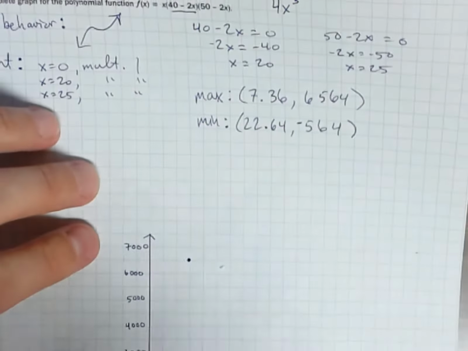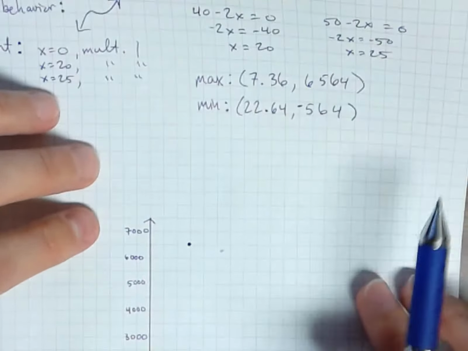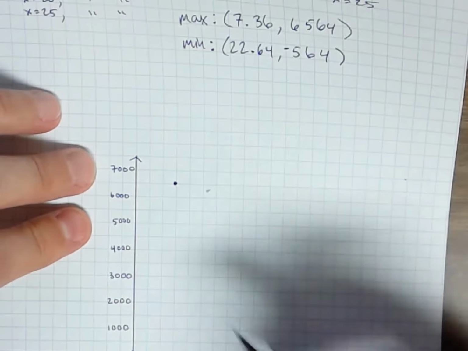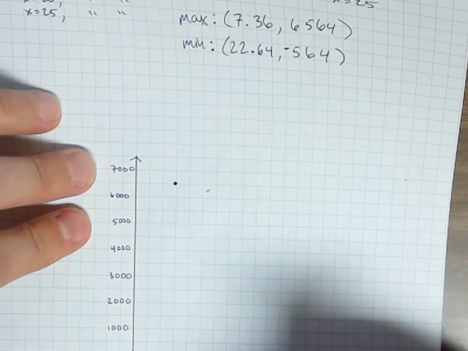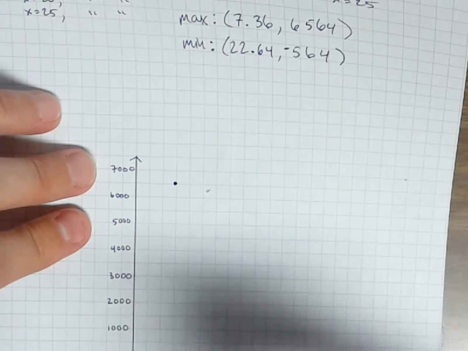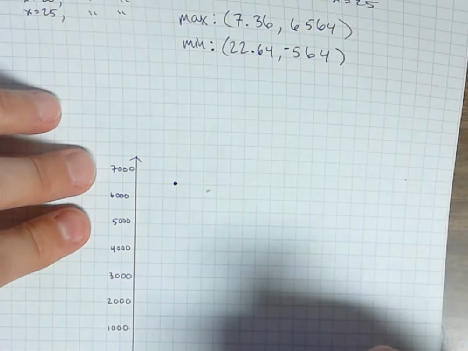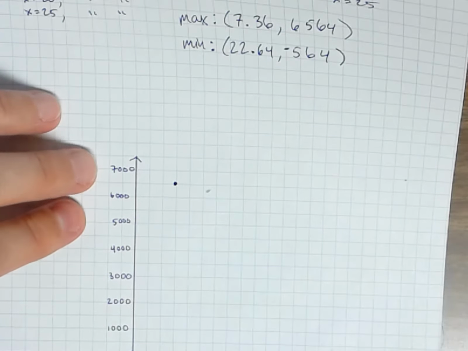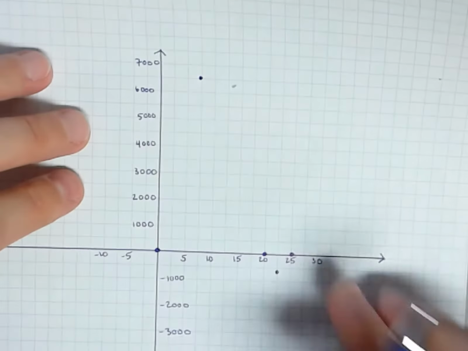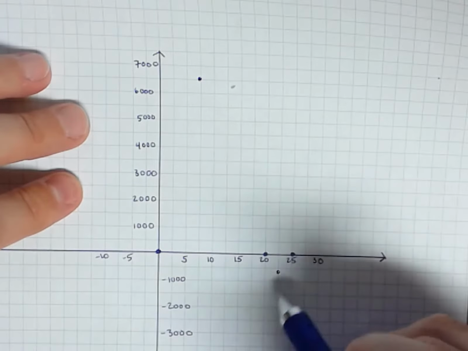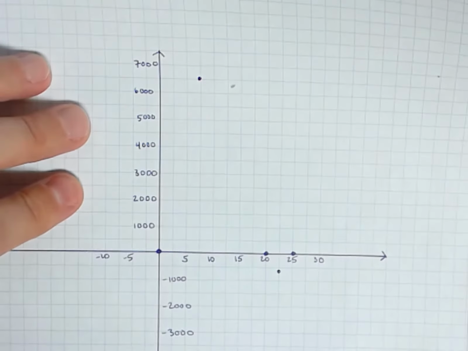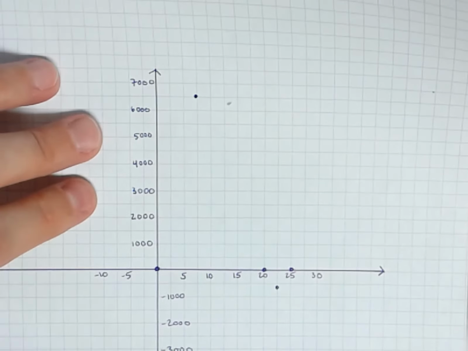And then our minimum, let's go put in. It was out at 22.6, so it's about right in between 20 and 25, pretty close. And it's down at negative 564. So here would be 500, so it's a little bit more. So I'm just going to go somewhere like that. Oops, sorry, I'm off my screen there. So somewhere like that for my minimum value.